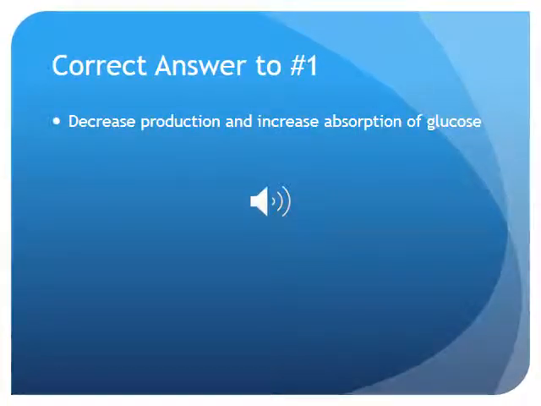The correct answer is C, decreases production and increases absorption of glucose. This makes this drug effective in lowering blood glucose levels and does not cause hypoglycemia as the sulfonylureas do.